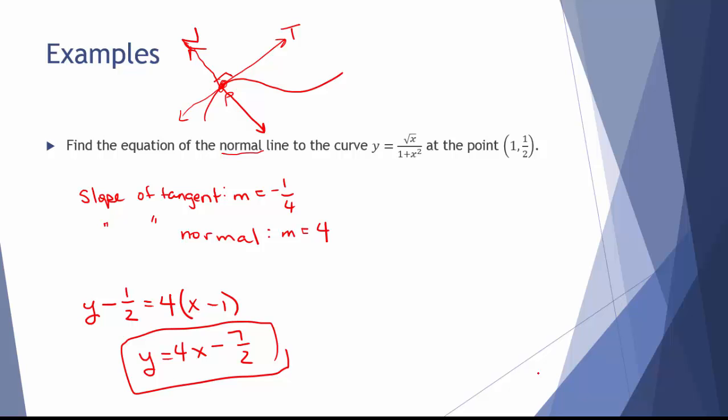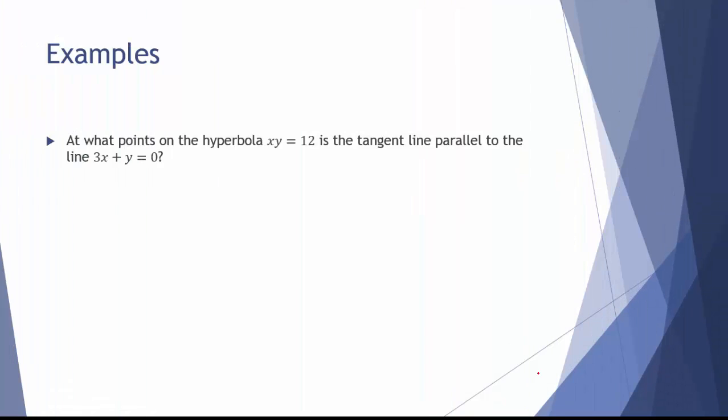Let's take a look at another example. At what points on the hyperbola xy equals 12 is the tangent line parallel to the line 3x plus y equals 0?